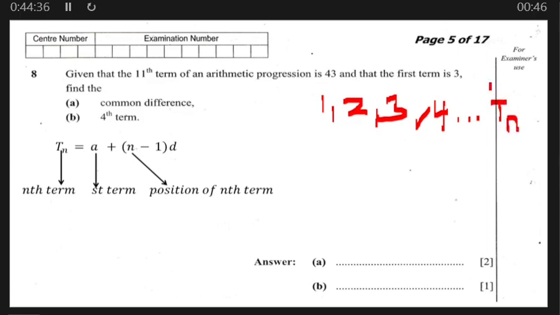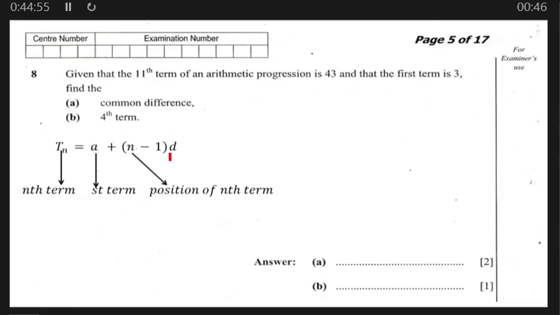So this other term which we don't know, what is its position? It is from 1, 2, 3, 4, 5. It's on position number 5. So this is what this value represents, the position of that term.